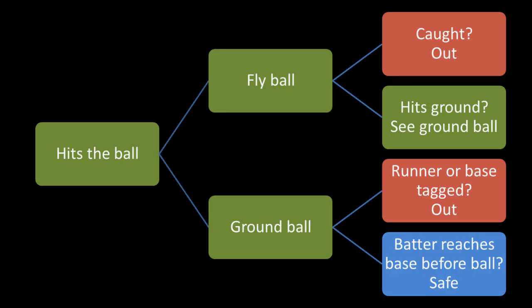If, on the other hand, the batter can run to first base before the defense can get the ball there, he is safe. So first we're going to look at all the ways that a batter can reach base and become a base runner by hitting the ball, and then later on in the video we'll take a look at a couple ways that the batter can reach base even without hitting the ball.